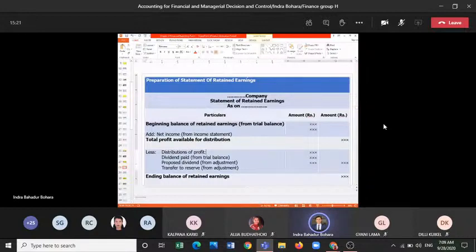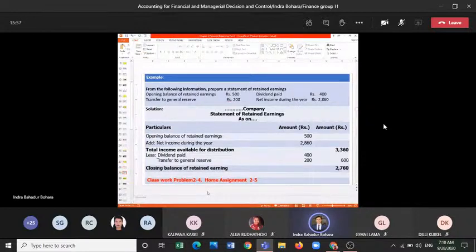So the company distributes the dividend after payment of tax. The remaining amount of profit is the net profit after tax, and out of this net profit, the company distributes profit to dividend and profit to reserve. After distribution, some amount of profit still remains. That profit is called the ending balance of retained earnings. So this is the main objective of preparing the statement of retained earnings. Now we have one more question, so we are going to discuss this example.